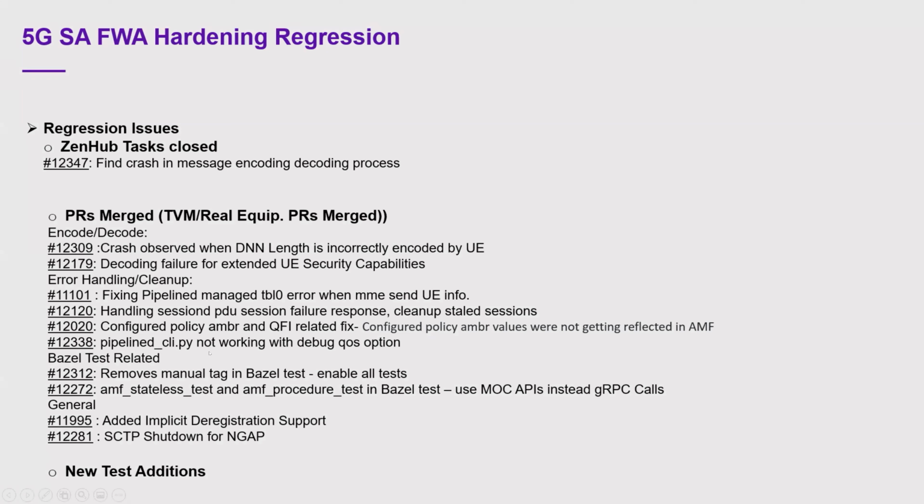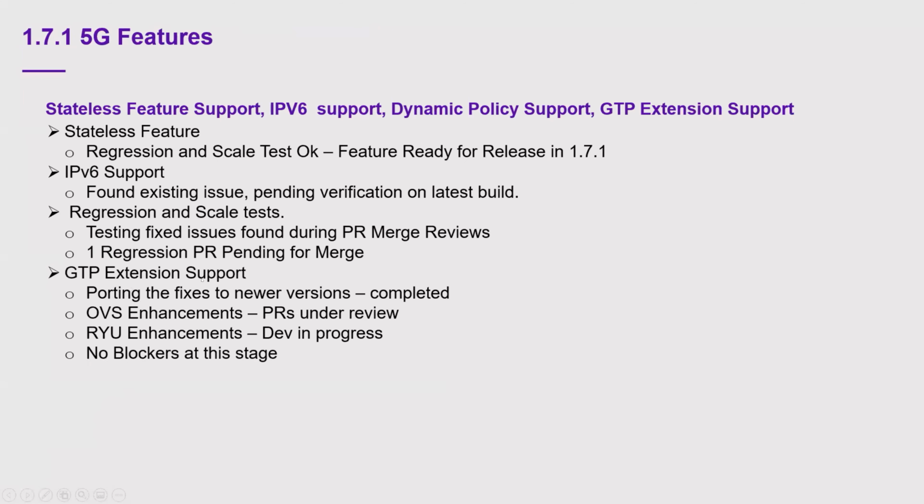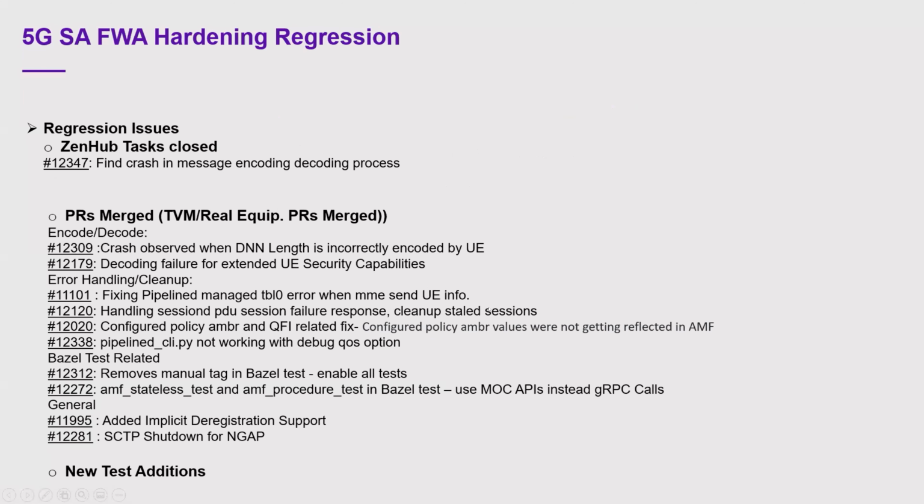The next set of fixes are related to error handling and cleanup. So there's error handling related to pipelined and tied up with the UE info in MME.